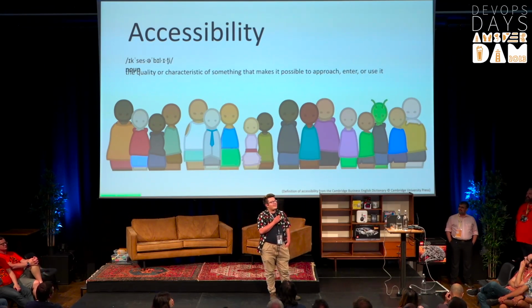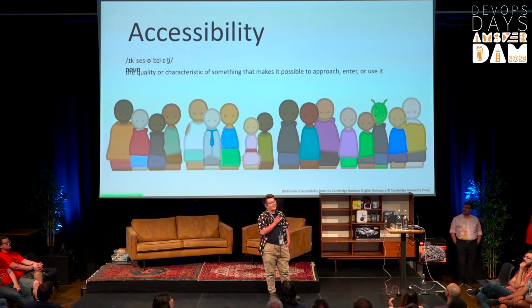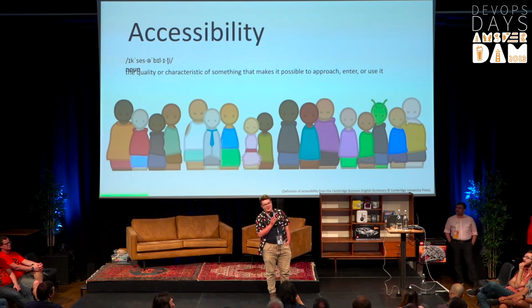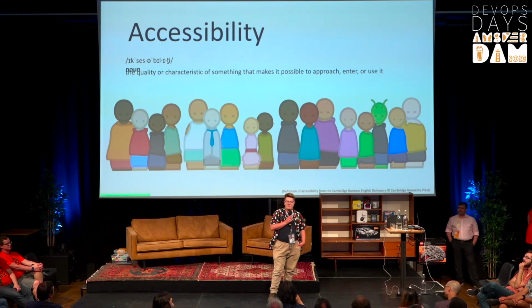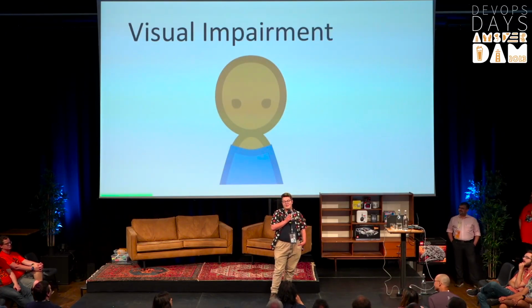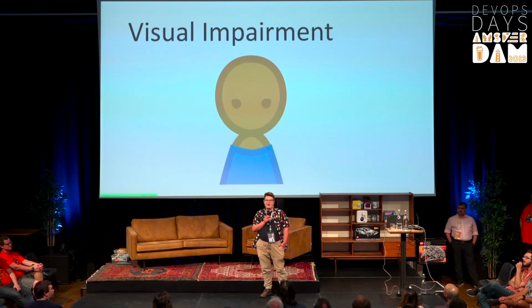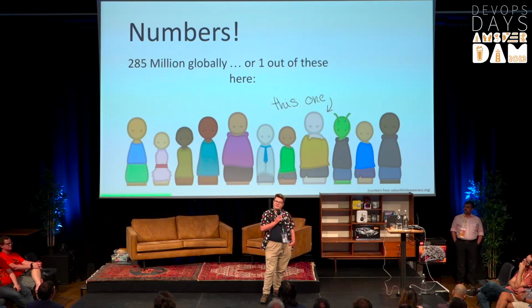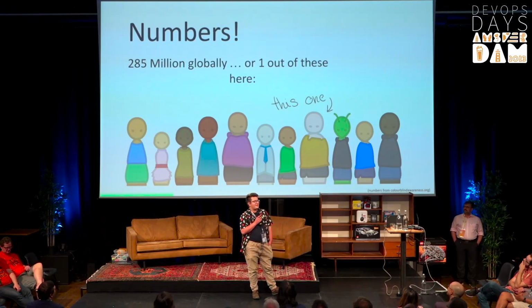So accessibility is the quality or characteristic of something that makes it possible to approach, enter, or use it. So anything that can help people that have any kind of issues to interact with the software you write. And I'll be focusing on visual impairment. So anything that has to do with the eyes and how you look at the screens and the web interfaces that you use. And with monitoring, never mind, the numbers.